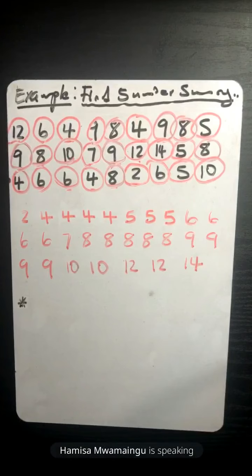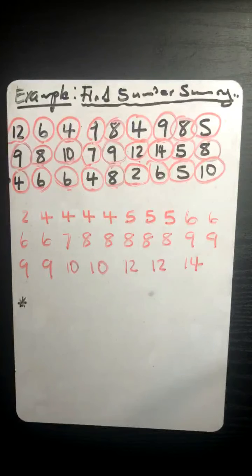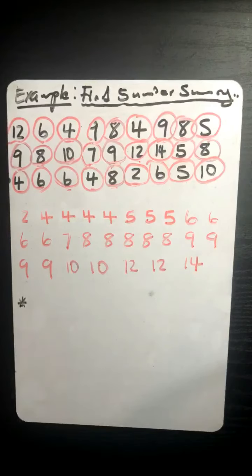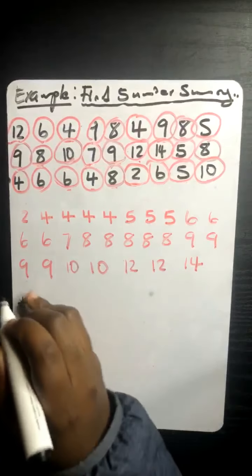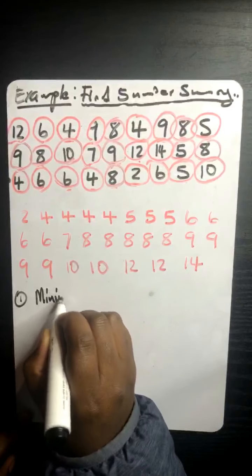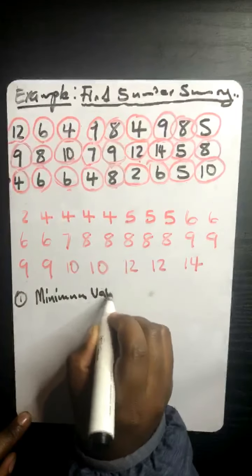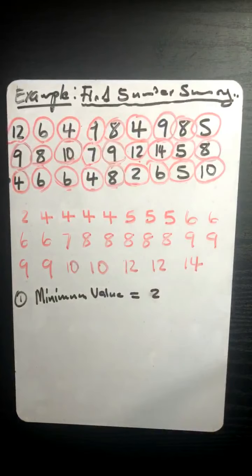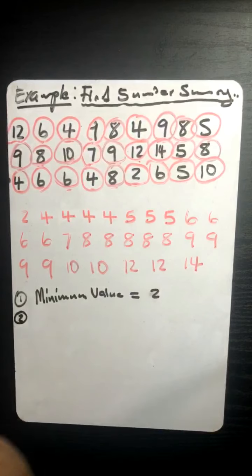Hamisa. We have the first name being Hamisa. Anyone? Hamisa, go for it. The first one is the minimum value, which is 2. Easy. Ian: Minimum value is equal to 2. That's it. Number 2. What is it?